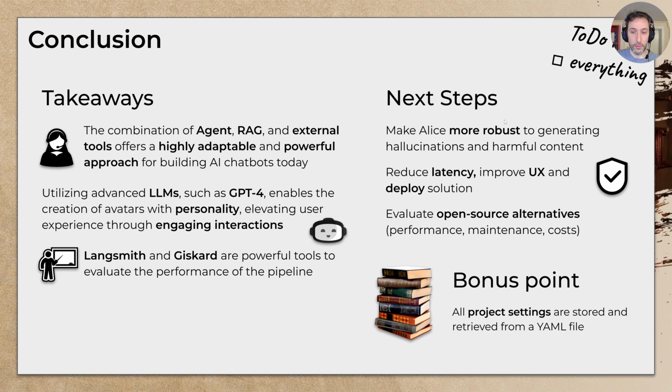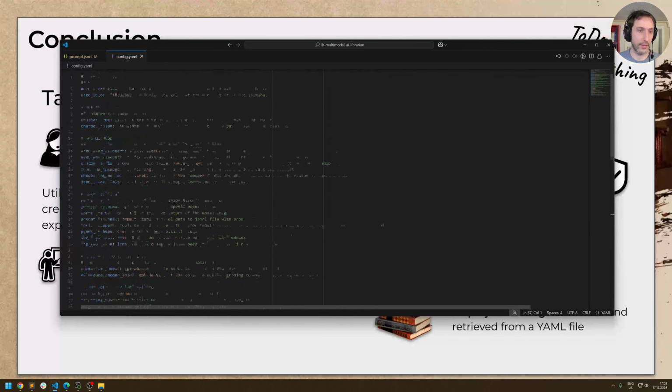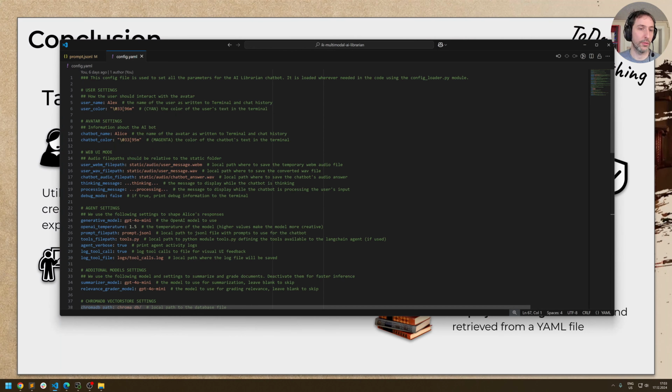Bonus point, there was a bonus point to get in the project, and I got it by doing something I usually do, which is that I centralize all of my project settings into a YAML file. This is a great habit I have: every time I have a doc string, a magic string, a path or a model name, I centralize it all into a YAML file, and this YAML file is available in all my modules.